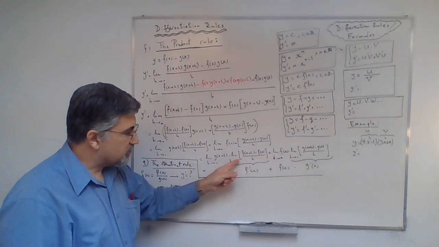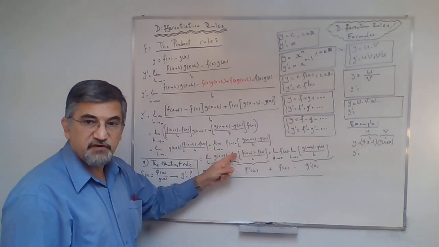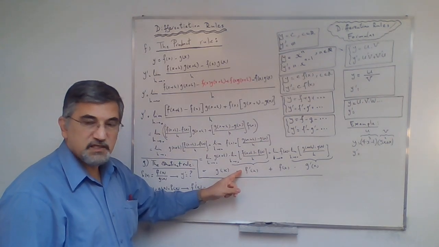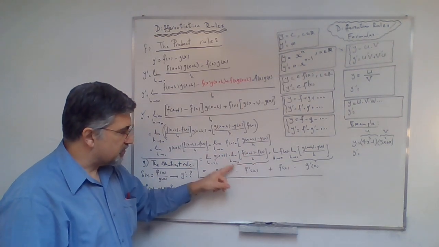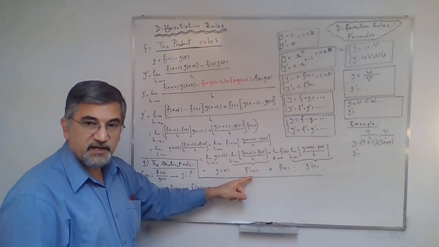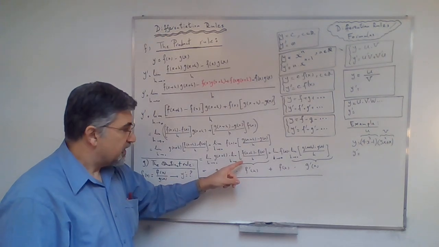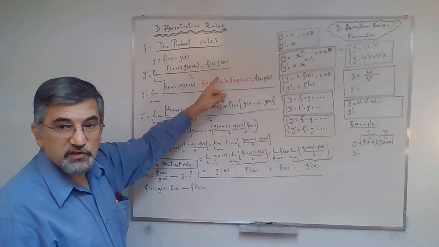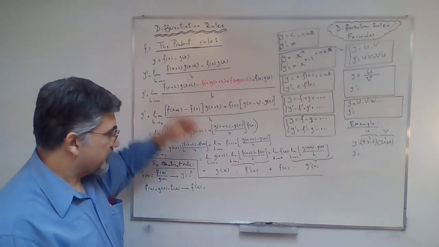But this second quotient, the limit of that quotient, is very, very famous in calculus. That is actually the definition of the derivative of f of x. So this whole limit here is going to be f prime of x. And you have used this many times, actually. And we use actually the same formula to write the very first line for our product function.